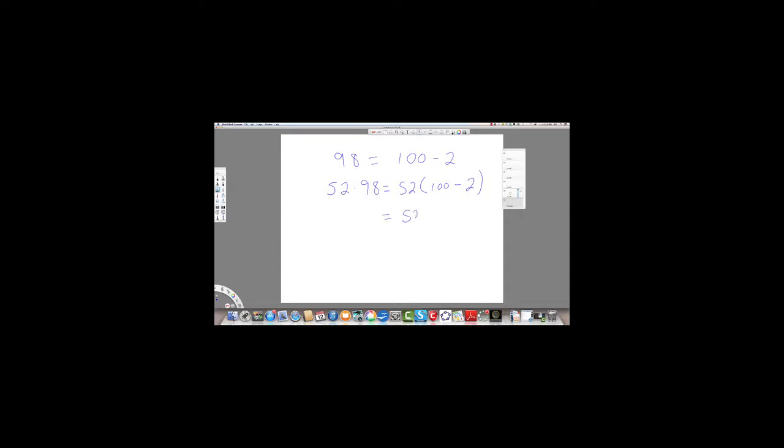That's 5200 minus, well, 2 times that is 2 times 2 is 4, 104. And here we go, 5,096. Answer. So that's just a real quick look at why we might want to use the distributive property, how you might already be using it, and ways you can set up problems using it. Now let's carry on with the lesson itself.